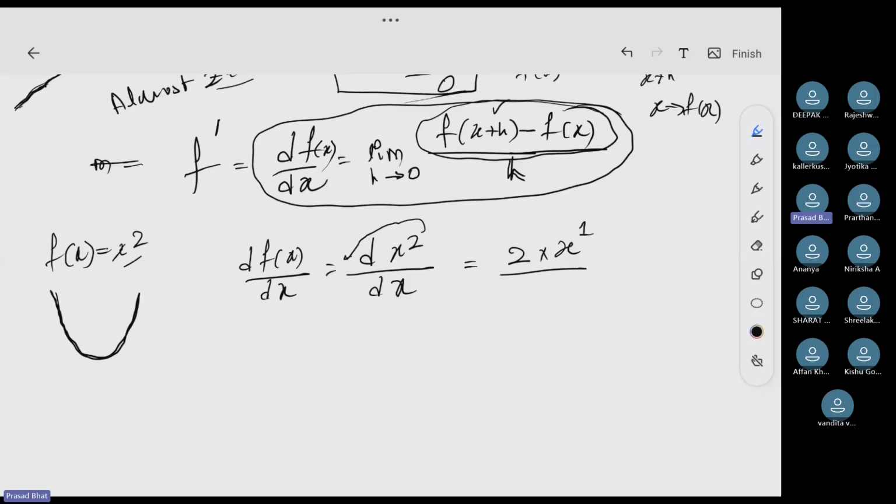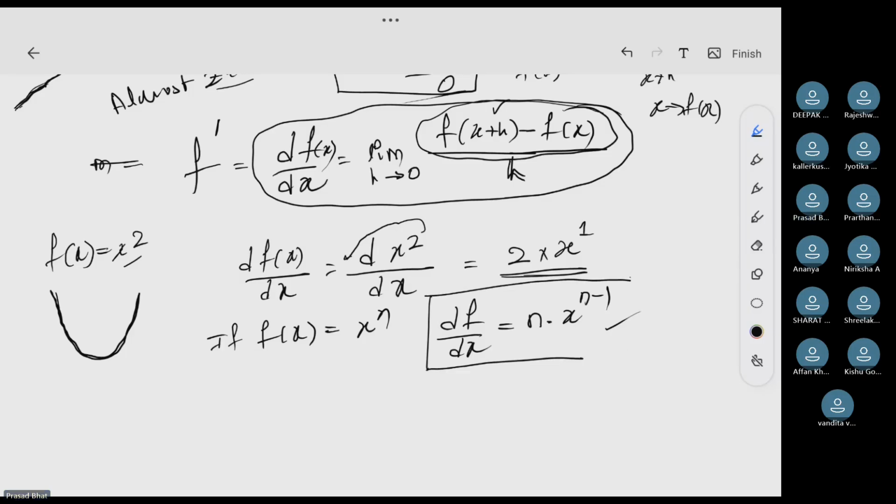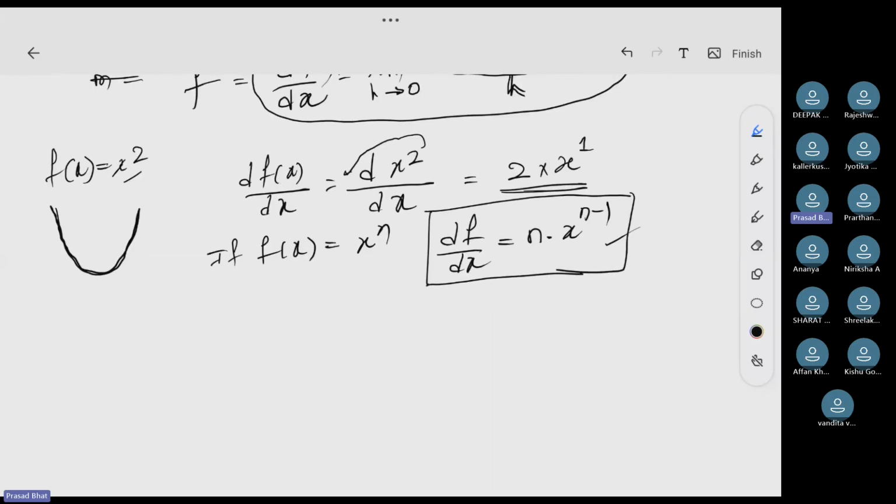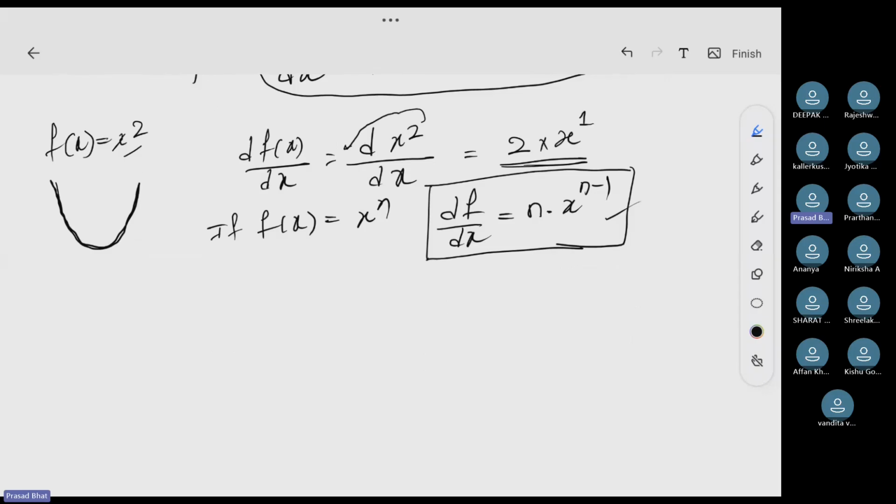Or if you want a generalized formula, then it is like this. If f of x is x power n, then df by dx is essentially n into x to the power n minus 1. This is what you just have to remember. This is what is happening here also, correct? So this is one important rule. Since this is not a class on differential calculus, I will not be talking about how we arrived at this particular solution. It's a different story.